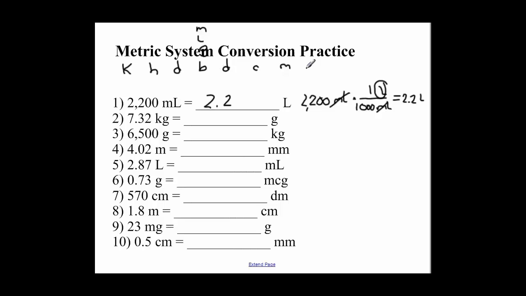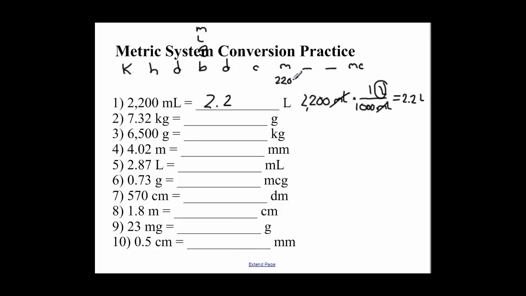And then there are two prefixes that you are not responsible for. And then we have micro. MC is the proper abbreviation for micro. So in this problem, we began with 2,200 milliliters. Milliliters starts with M, so we're at the M over here right now.